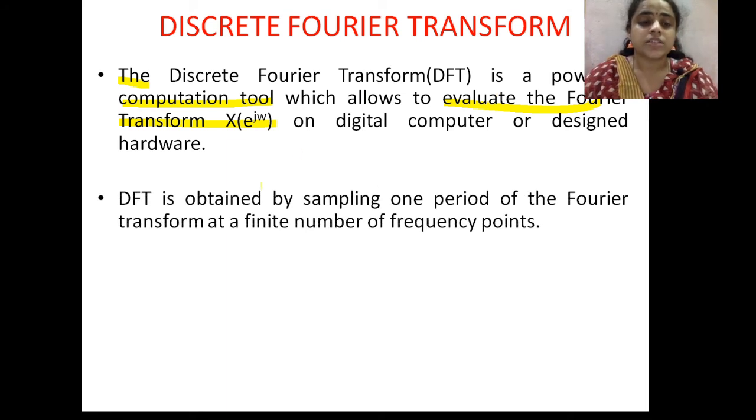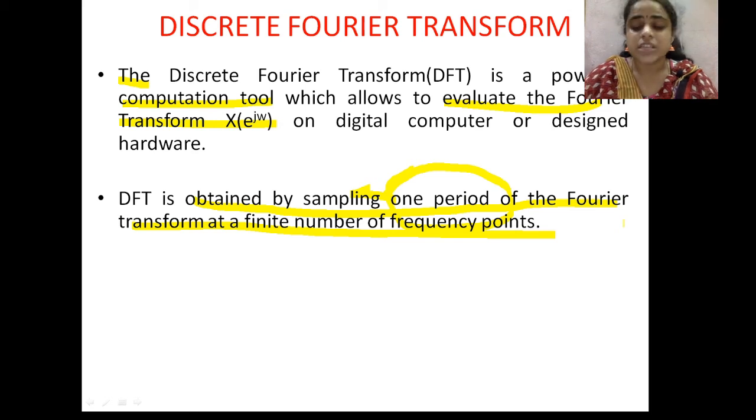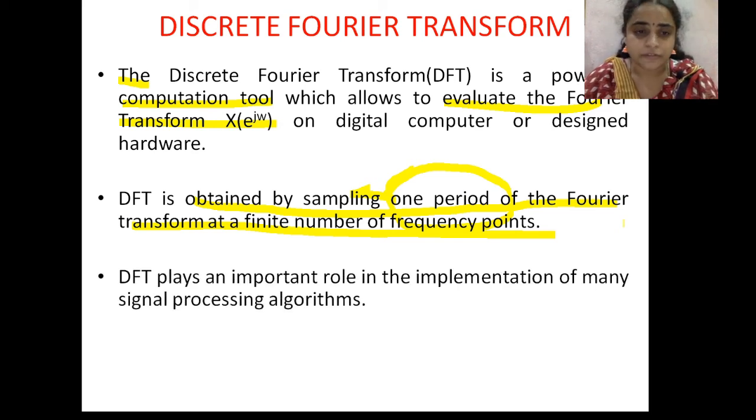So how is the DFT obtained? Basically, the DFT is obtained by sampling one period of the Fourier transform at a finite number of frequency points. That's what we have done. The Fourier transform extends from minus infinity to infinity. From that region, we have selected one period, 0 to N minus 1, at a finite number of frequency points. In that way we obtain the DFT.